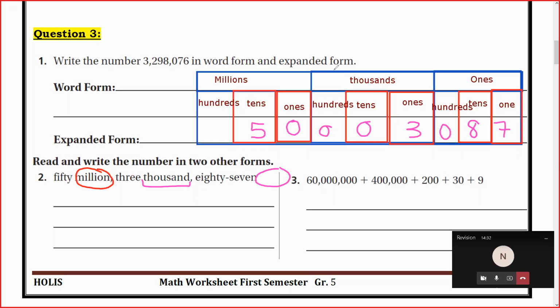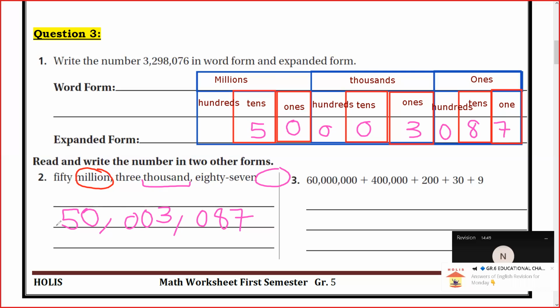So the number will be 50,003,087. How can I read it now? I read it as 50,003,087.